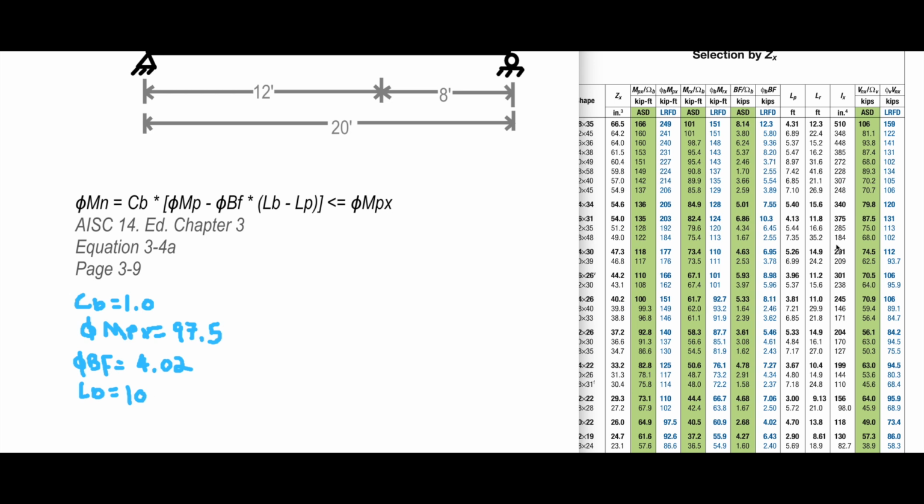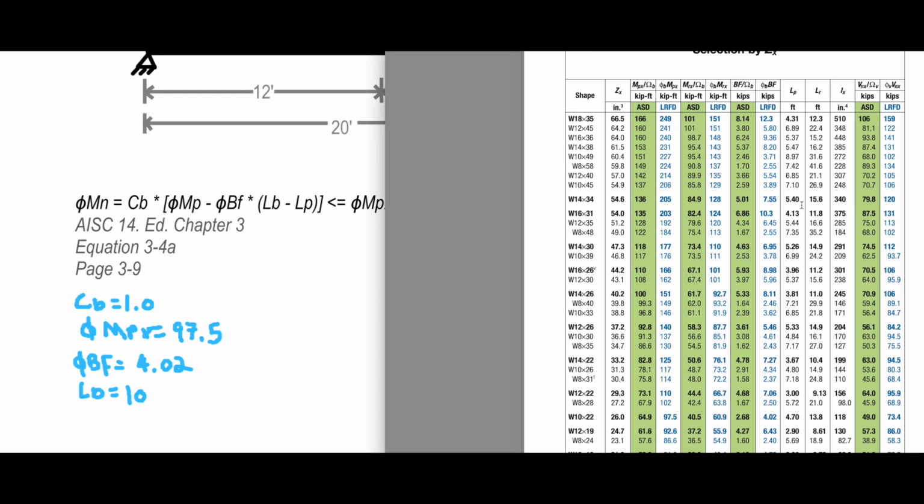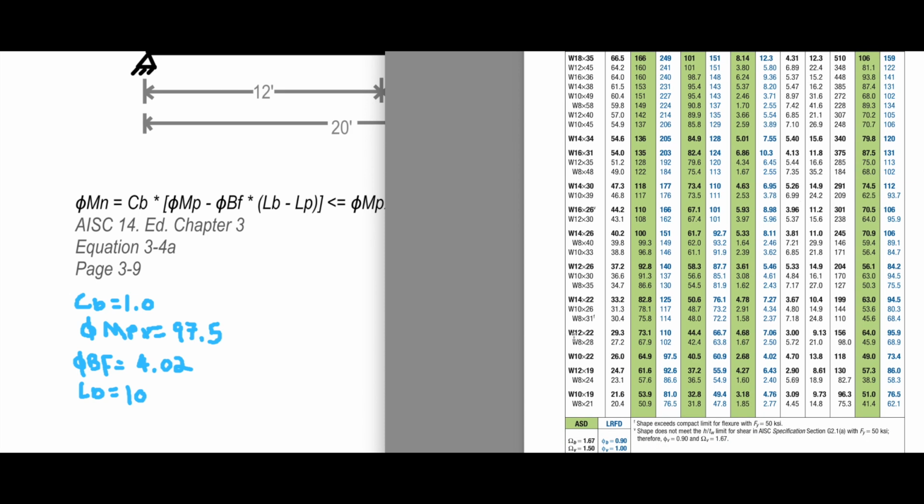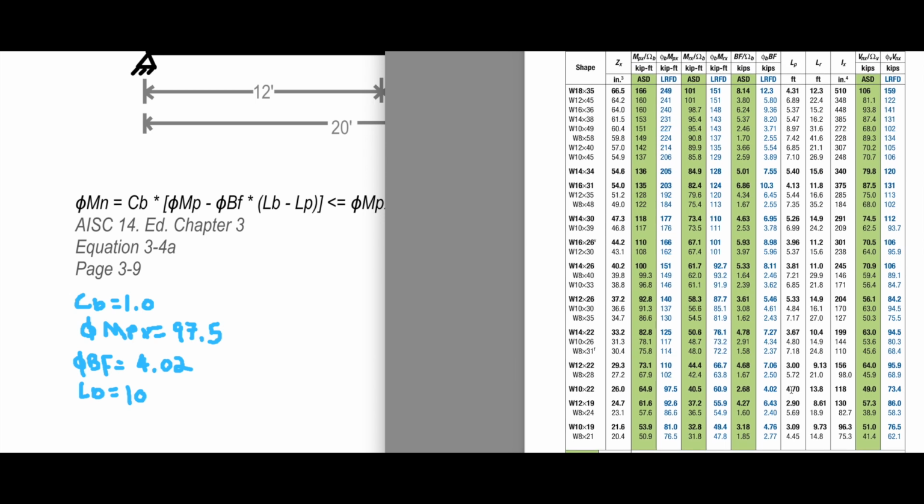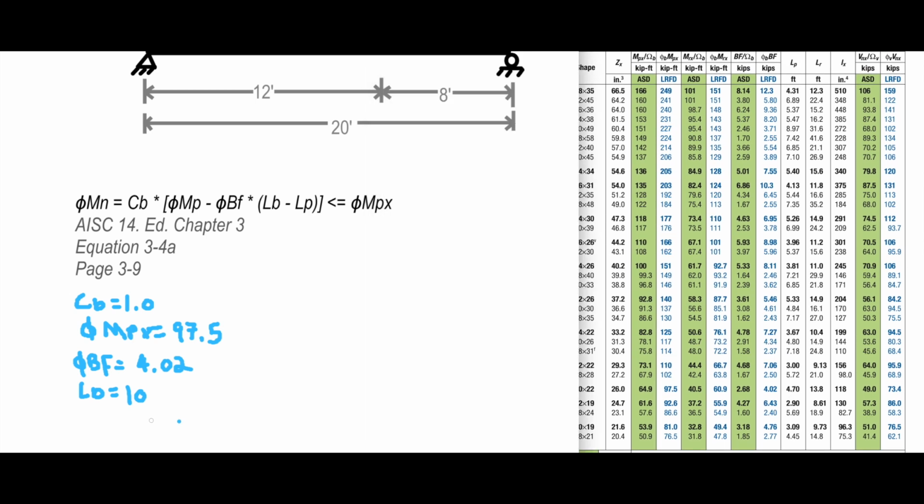And then Lp, another simple table lookup for this beam, W10 by 22, is equal to 4.7, right here, 4.7. Okay, now with that said, we can start solving our equation.